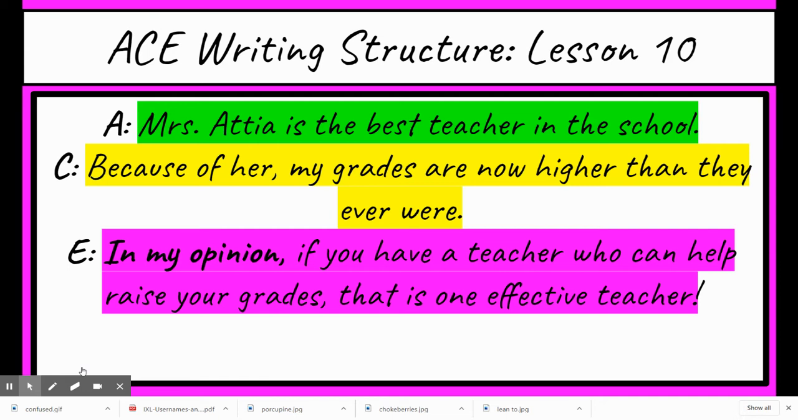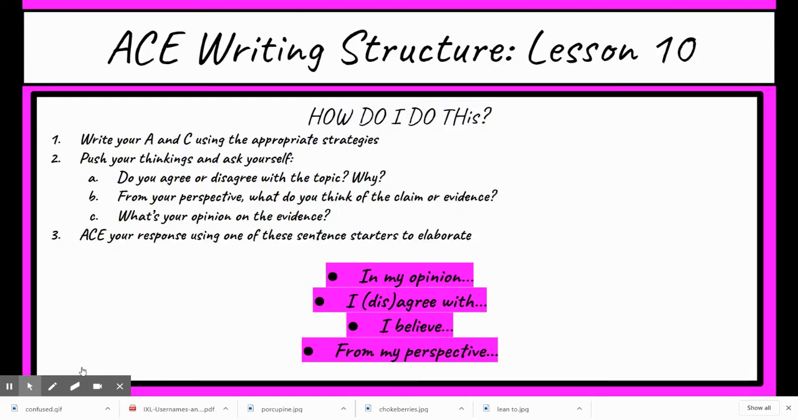Please make sure that this is your opinion about the evidence that you provided, not just your opinion in general on the topic. It has to connect to your evidence that you provided. So I write, in my opinion, if you have a teacher who can help raise your grades, that is one effective teacher. Did you notice how I showed my voice about the evidence?